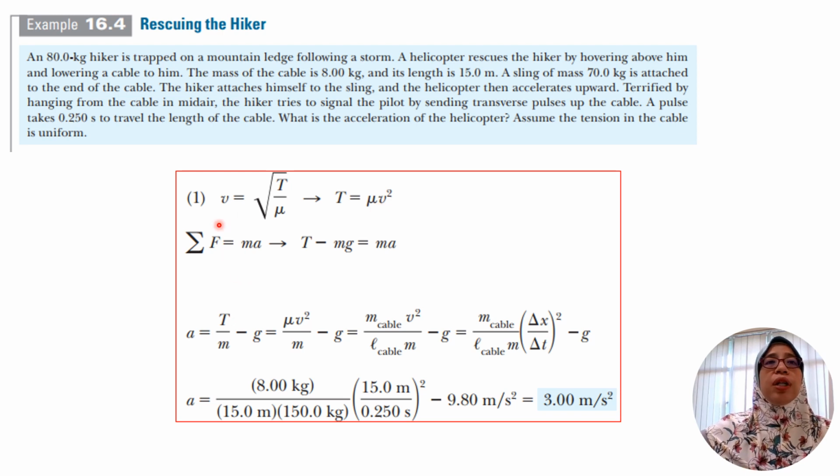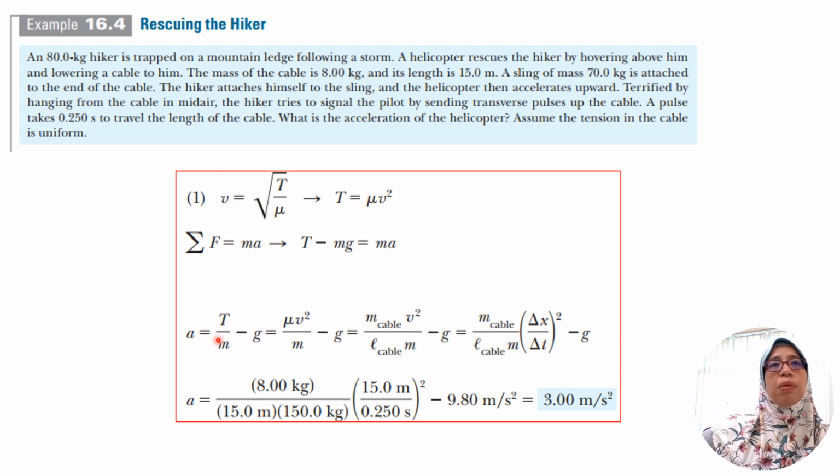And then for the helicopter itself, for it to be travelling, experiencing acceleration, we will find that tension minus mg equals positive ma, because the helicopter is travelling upwards. So simplifying, acceleration is tension over mass minus g. Alright, so what we did is, from the two expressions, we substitute.